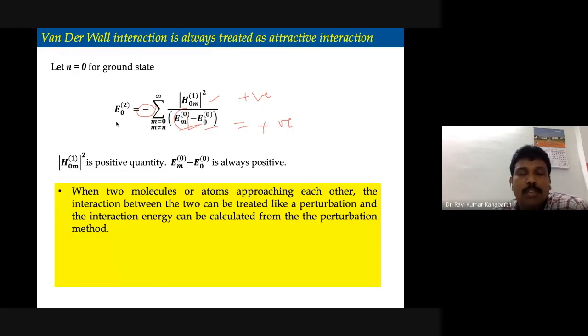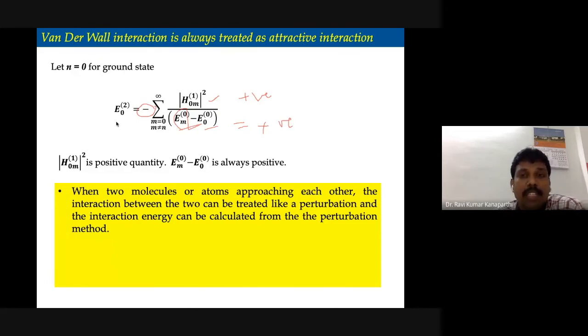But as they approach together, the electron cloud of the one entity and the electron cloud of the other entity both repel each other. Therefore, there will be a repulsion energy. So at the long range, there will be attraction, but then as they approach together, there will be a repulsion.